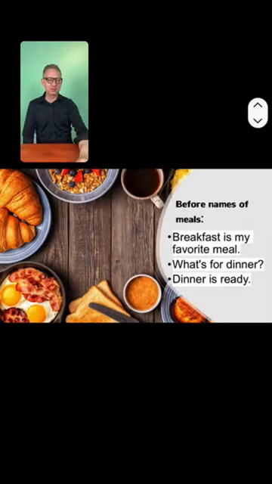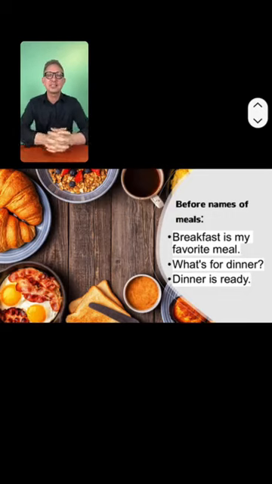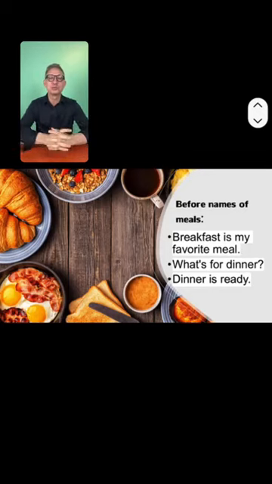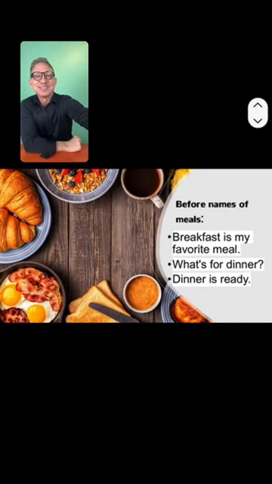Now we have food. We don't say the article before meals. We don't say the breakfast or the lunch or the dinner. We say breakfast, lunch, or dinner. So breakfast is my favorite meal. What's your favorite meal? What's for dinner? Not what's for the dinner. Not what's for a dinner. And I think these are basic rules at the moment. It'll get a little bit more difficult later.